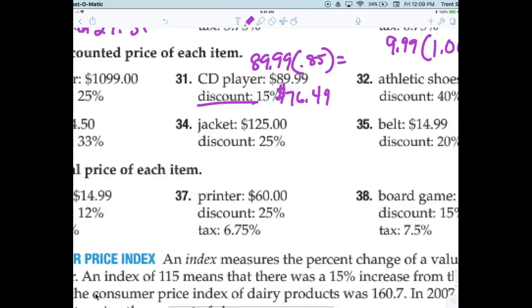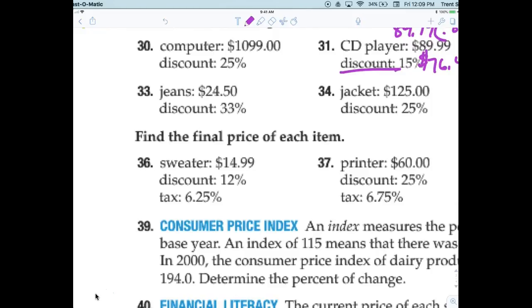All right, 33. Emily. 33? Yes. So, you do 24.50. And then you do times point 67. Yay, girl. Good job. Tell me what that is. It's 16.42. Anybody else get that?